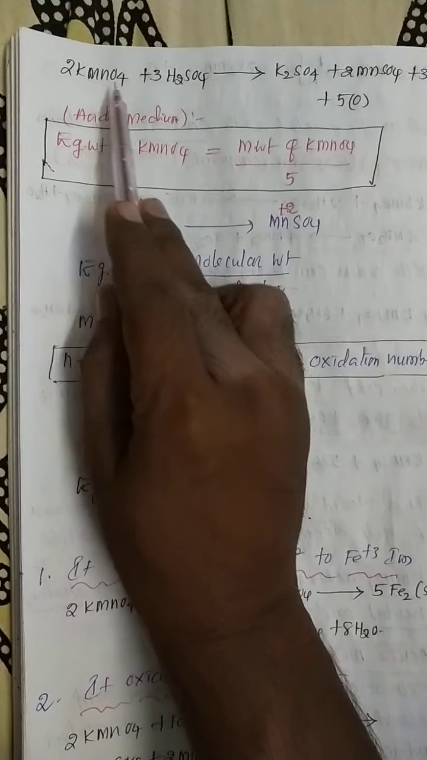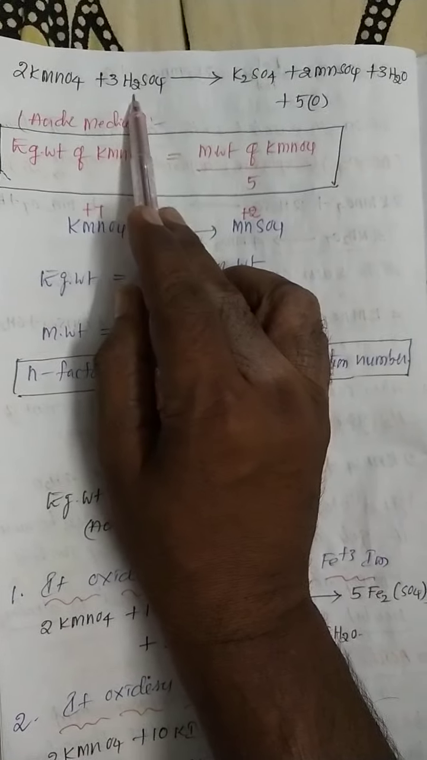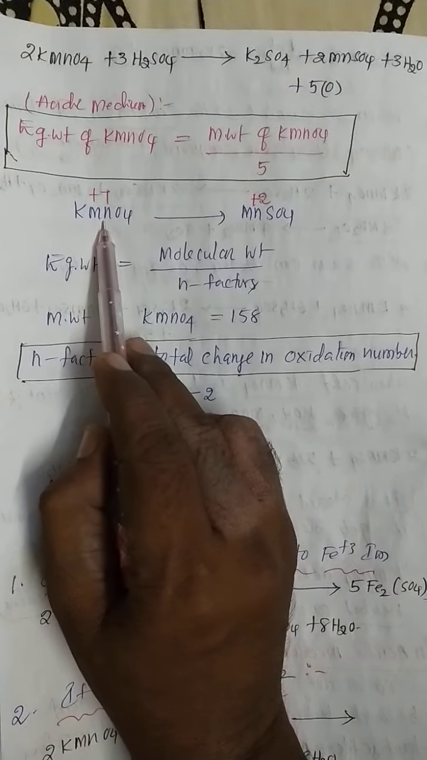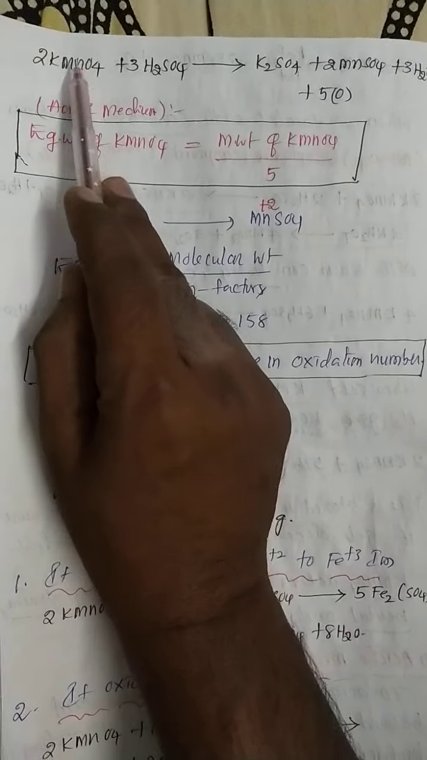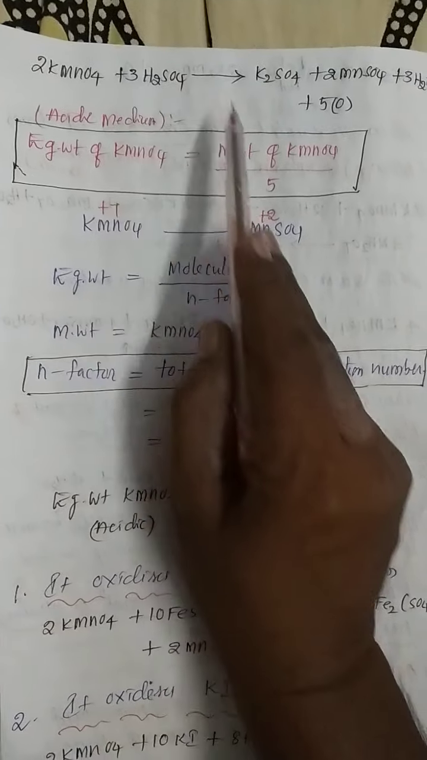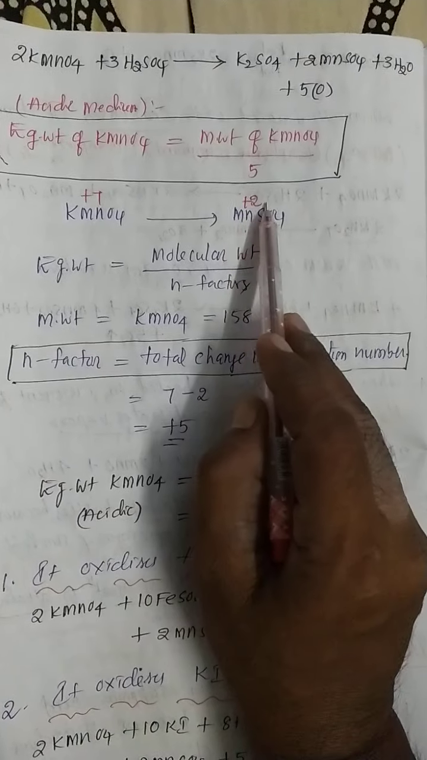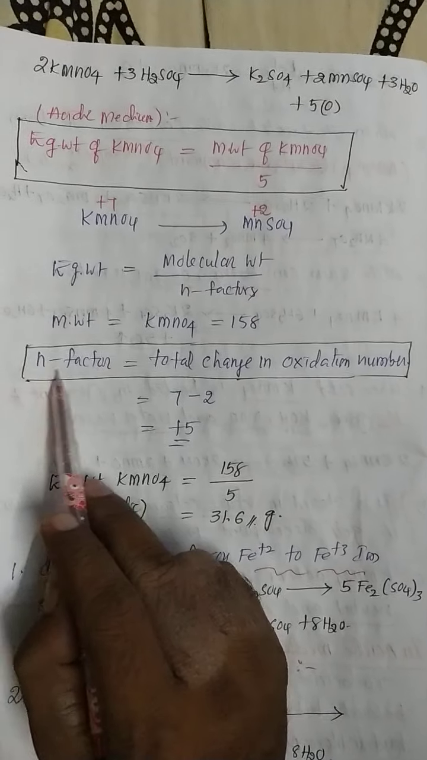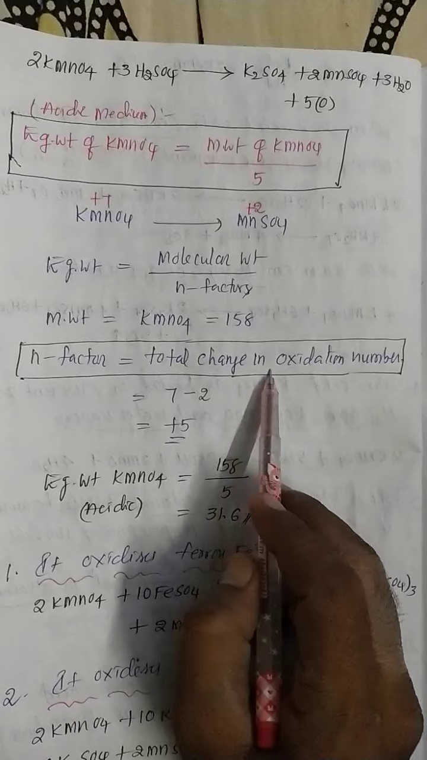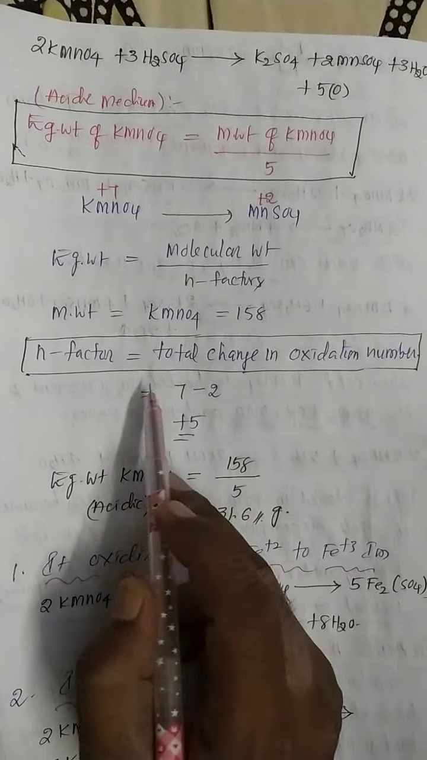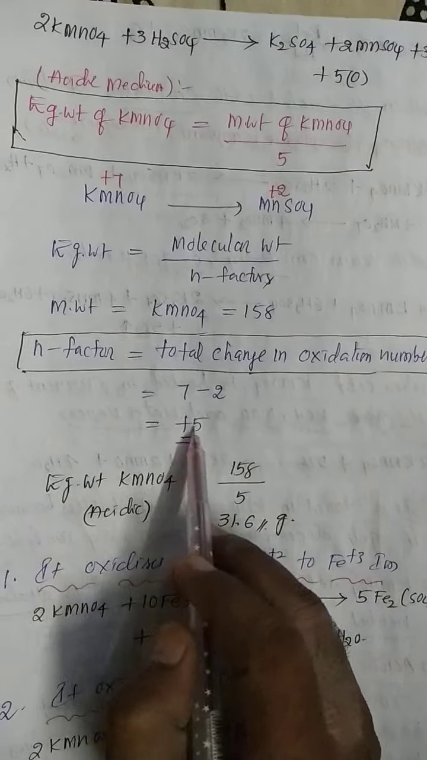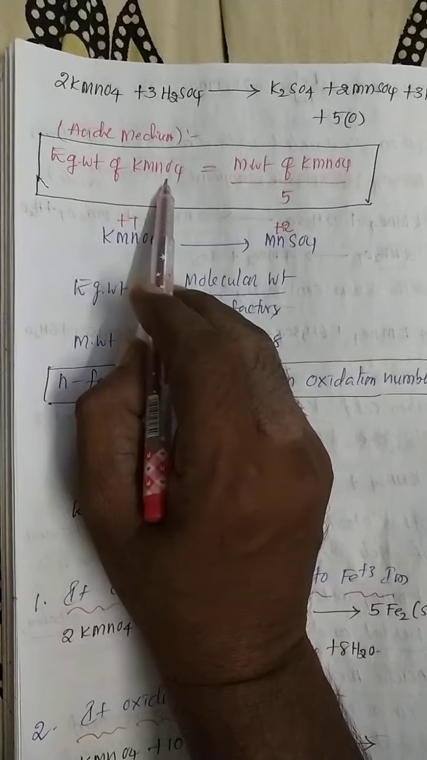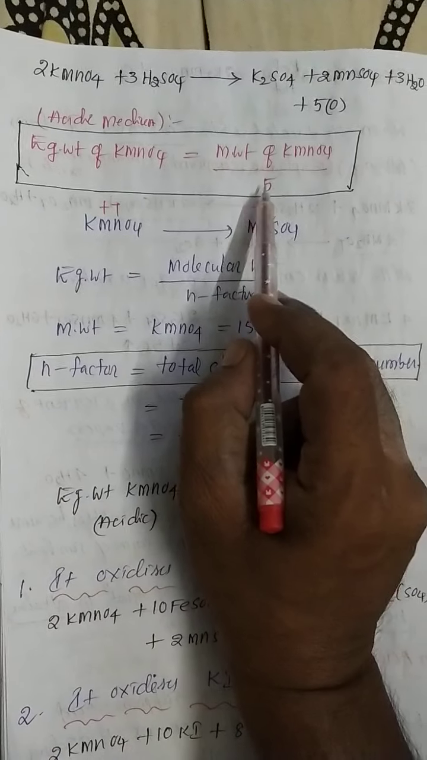Here KMnO4 reacts in acidic medium to be converted into MnSO4. Here the manganese oxidation state in permanganate is +7. After reacting with acid, the MnSO4 oxidation state is +2. The n factor is equal to the total change in oxidation number. Here +7, here +2, so the total change is 5. That is why the n factor value of KMnO4 in the acidic medium is 5. In basic medium it is different, depending on the change of oxidation state of the manganese.